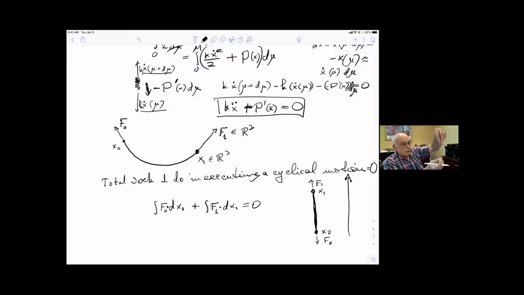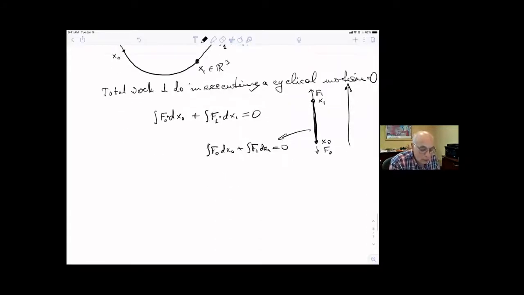And let's say I just move the hands up and down only, since that's the example I talked about. Still the same thing. There is no dot product, it's just scalars. So it's the integral of F0 dx0 plus F1 dx1 equals 0.